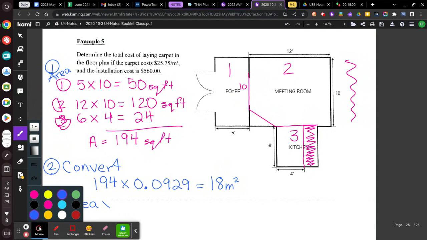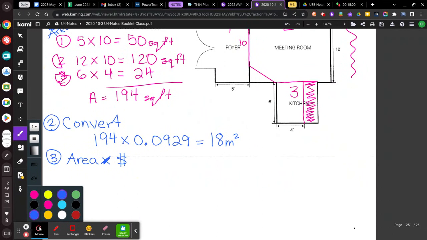And then you got to pay for the install, right? Area times the money. And we're going to do exactly that. So that's going to give us 18 meters squared times the money, $25.75.